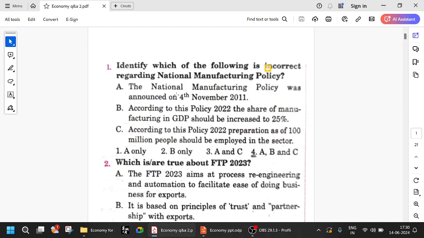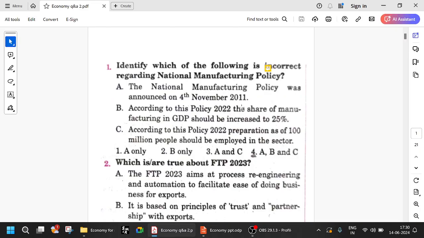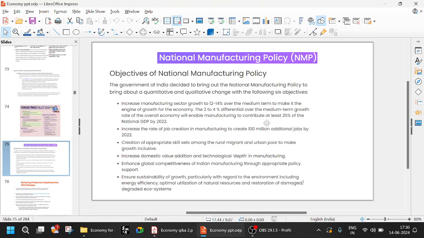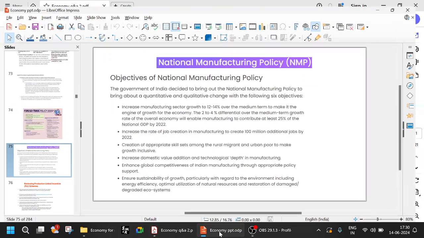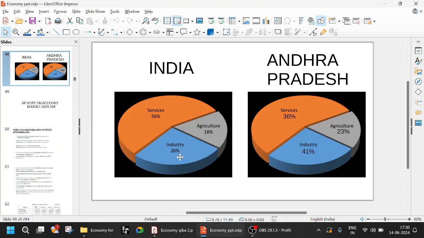Now let's see what the question asks. The national manufacturing policy was announced on 4th November 2011. See, when it was, this is 2022. These things, it is very difficult to remember the particular dates and all. So you have to go for the elimination method, eliminating using the other options. According to this policy, by 2022 the share of manufacturing in GDP should be increased to 25%. This is true, right? We've just seen. This is a very important point of the policy, what they're trying to do, increase to 25%. So if they want to increase to 25%, what is the current percentage? We have seen, industry is 26%, and out of that we have seen manufacturing also.